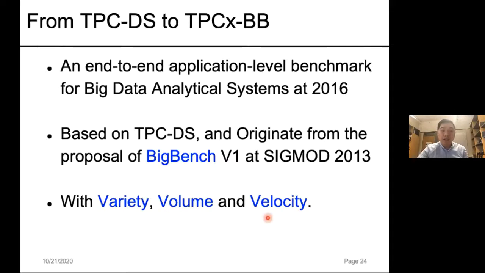So in 2016, TPC proposed the TPCx-BB, which is an end-to-end application-level benchmark for big data analytic systems. It's based on TPC-DS and originated from the proposal Big Bench version 1 at SIGMOD 2013. And this benchmark features the variety, volume, and velocity of big data.